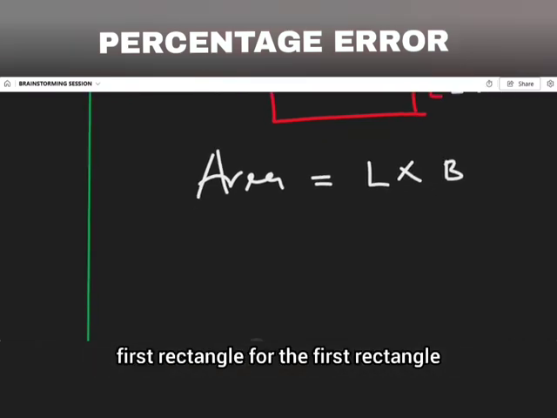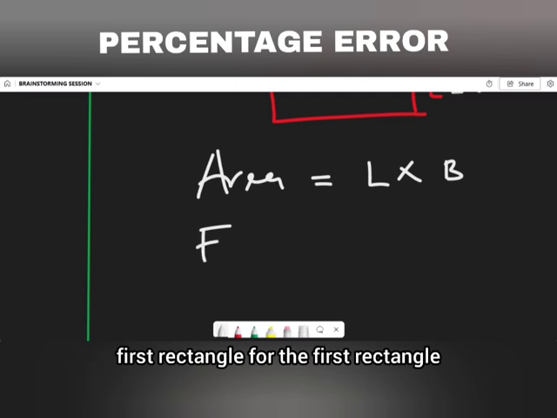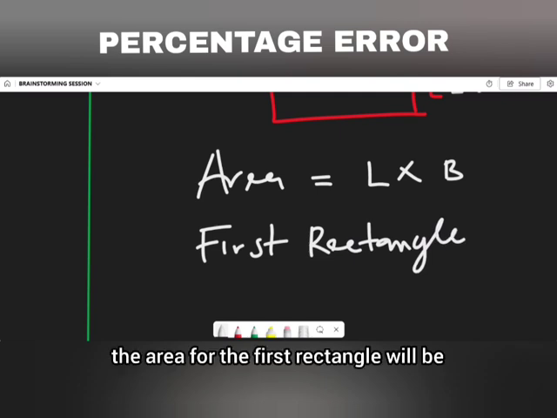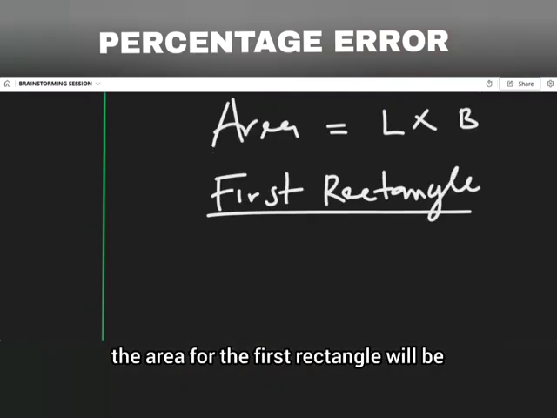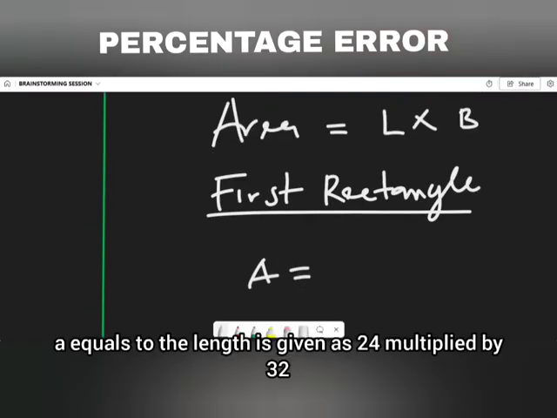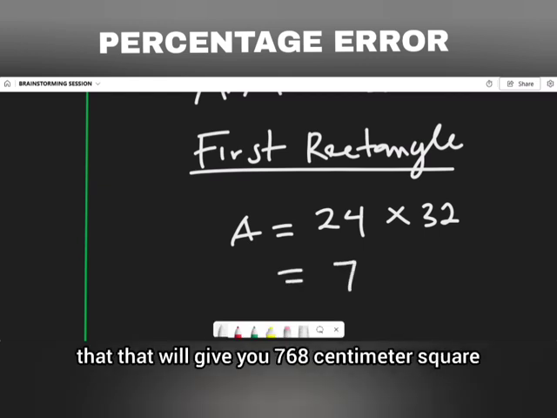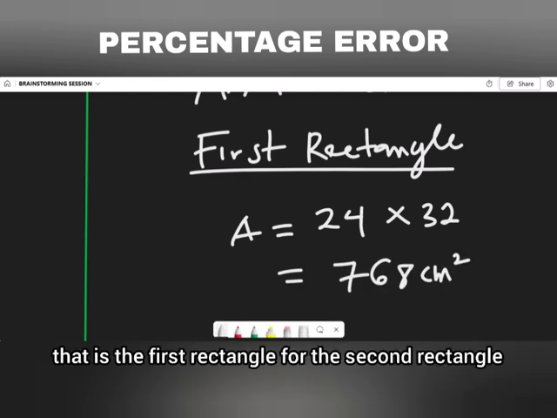Now let's get the first rectangle. For the first rectangle, the area will be A equals the length, which is given as 24, multiplied by 32. And when you use your calculator to do that, that will give you 768 centimeters squared. That is the first rectangle.